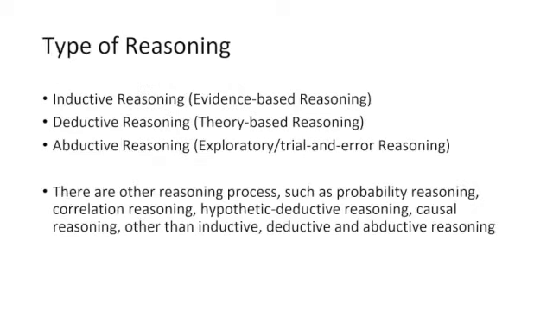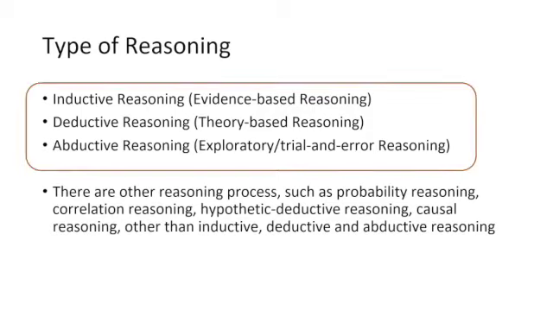So in this module, we particularly will talk about three types of reasoning: inductive, deductive, and abductive reasoning. Please note that there are other reasoning, such as probability reasoning, correlation reasoning, hypothetical deductive reasoning, and causal reasoning, other than inductive, deductive, and abductive reasoning. All those reasoning processes could help a person make a decision when he or she is trying to answer an inquiry or solving a problem.